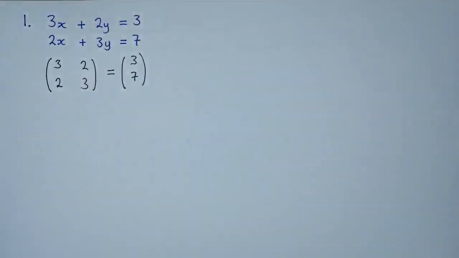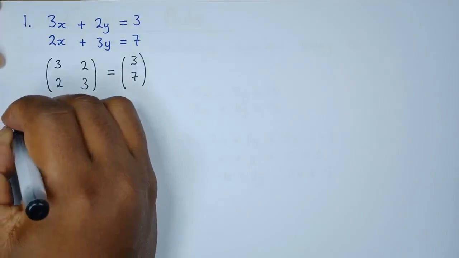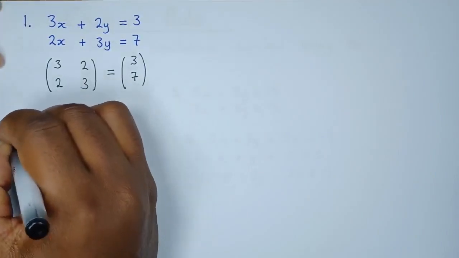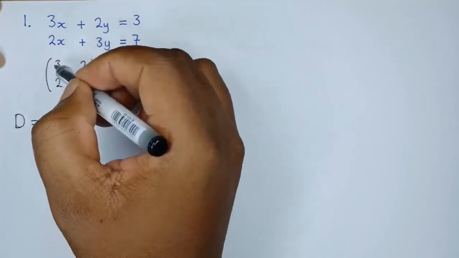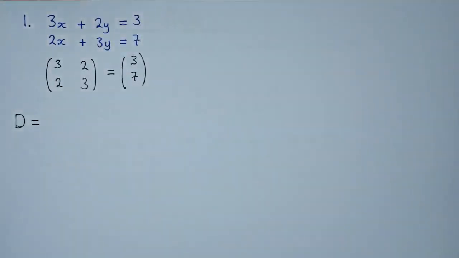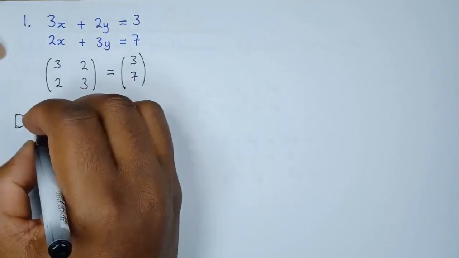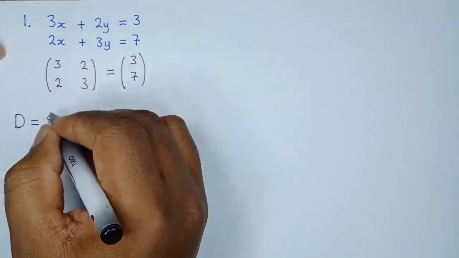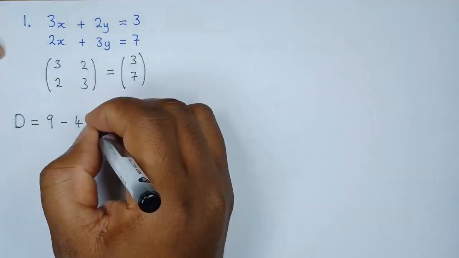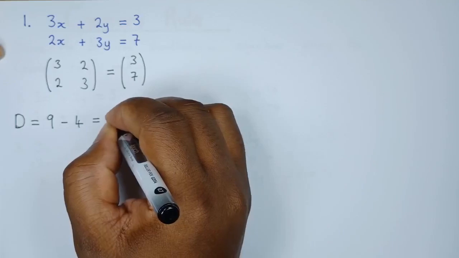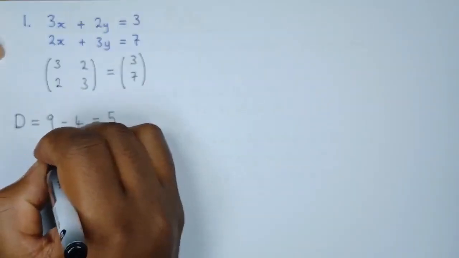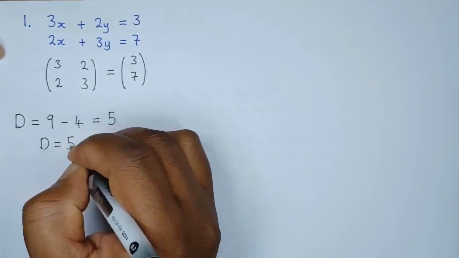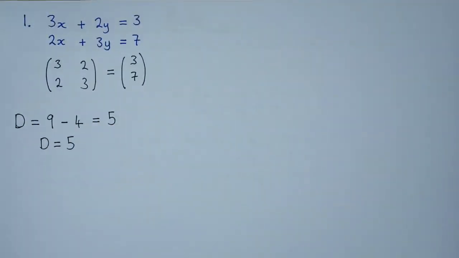Okay, so the first thing we're going to do is find the determinant of this matrix. I'm going to call it D. D will be given by the product of the major diagonal minus the product of the minor diagonal. Hence, the determinant will be 9 minus 4. That is this times that, which is 9, and that times that, which is 4. We subtract the two. Hence, our determinant in this case is 5. So we have found the value of D to be 5. Okay.